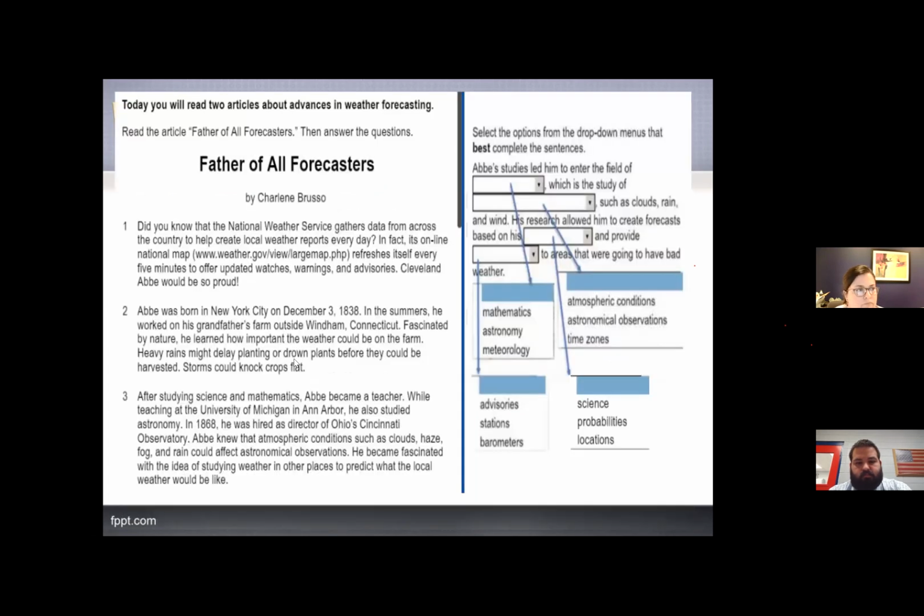This is another example of what a technology-enhanced question would look like. It would be a split screen with the excerpt on one side, and the questions on the other side with drop-down menus.